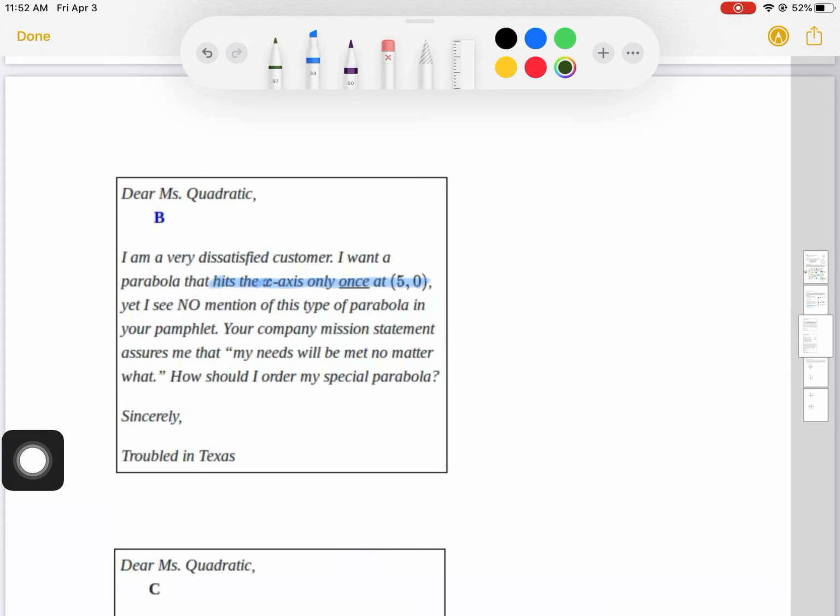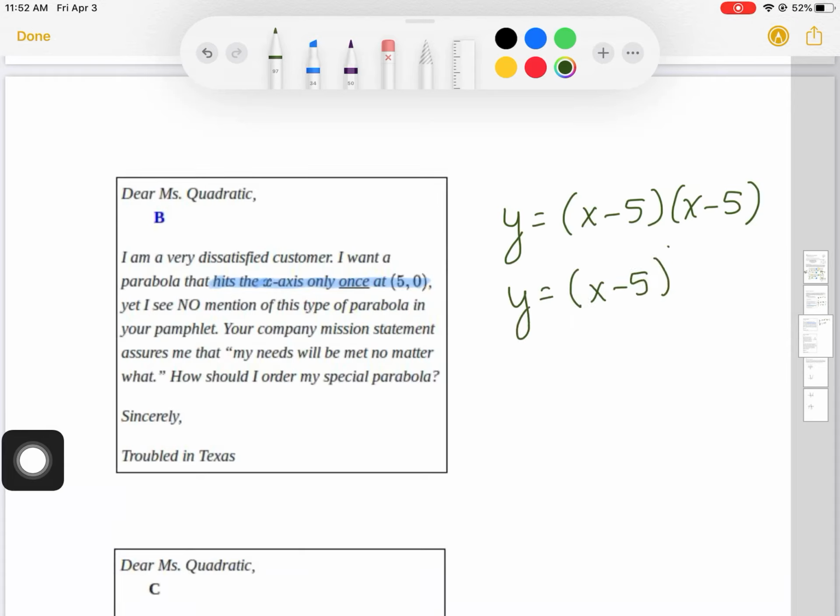But ultimately, we need a situation where both of our factors in factored form are exactly the same. They give us the exact same outcome. So we could write this in a couple different ways. We could look at this as being x minus 5 times x minus 5. You could rewrite that as the quantity x minus 5 squared.